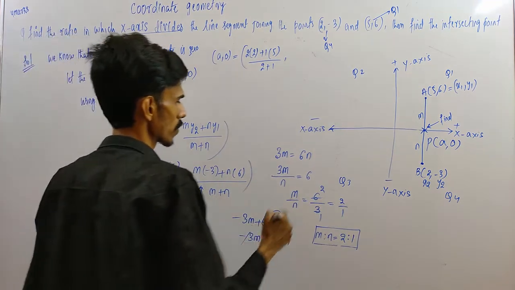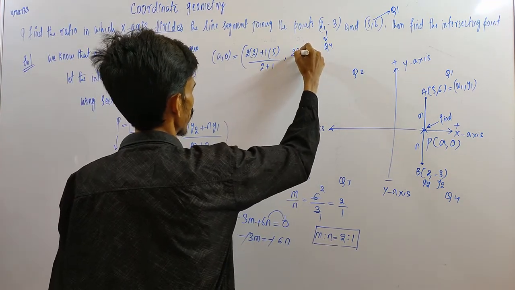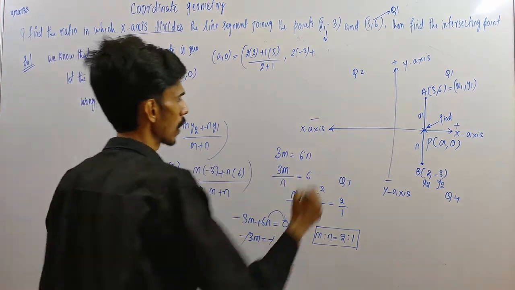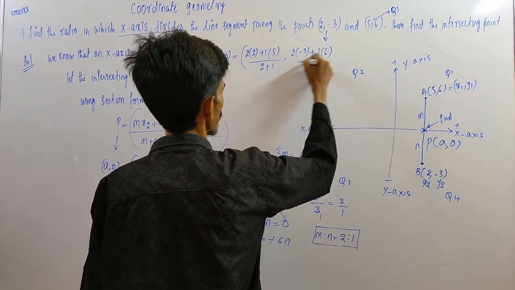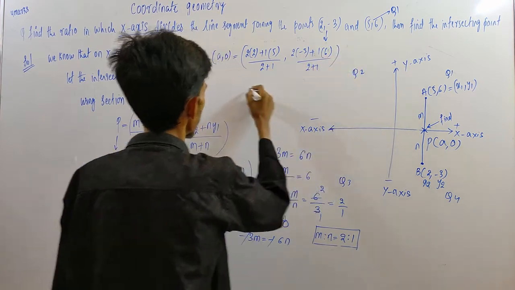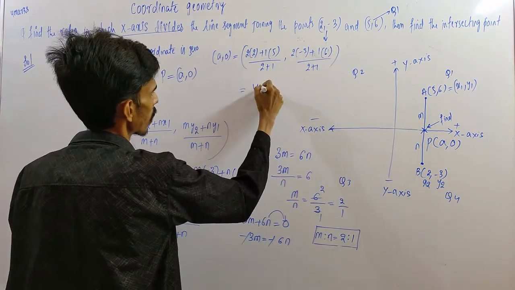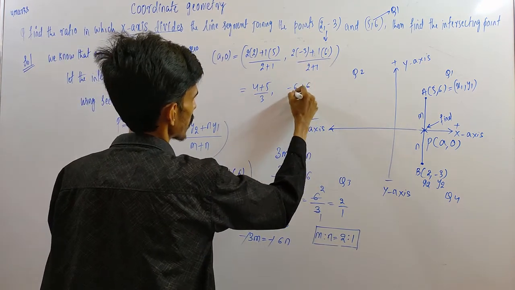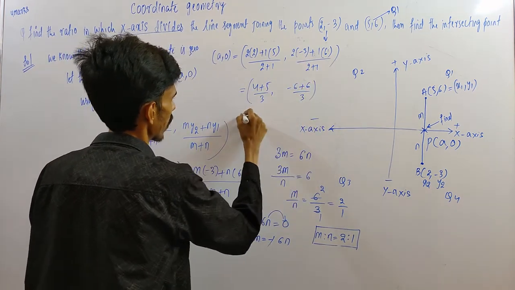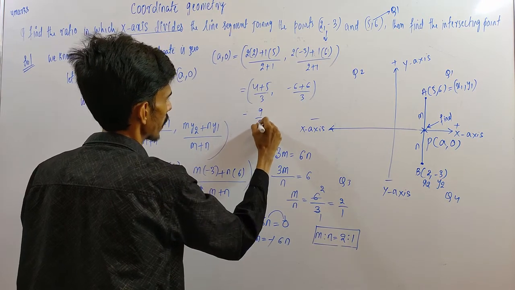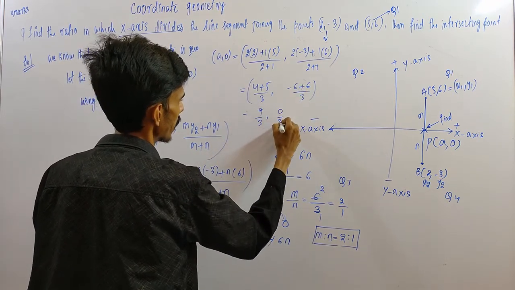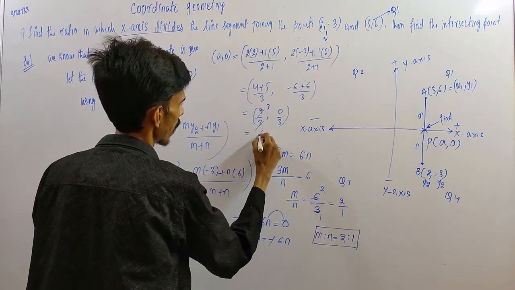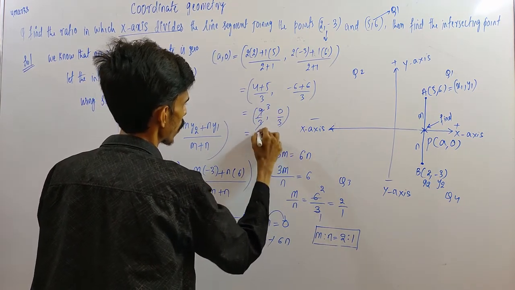Now for y, m value 2 into minus 3 plus n value 1, 1 into 6, divided by 2 plus 1. We'll get 2 into 2 is 4, plus 5, by 3. 2 times 3 is 6, plus 6, by 3. That is 9 by 3, which is 3. And 6 minus 6 is 0, by 3, which is 0. So we have (3, 0).